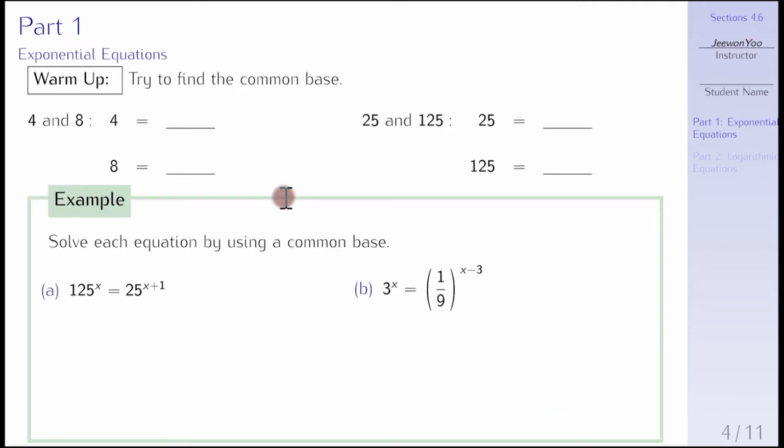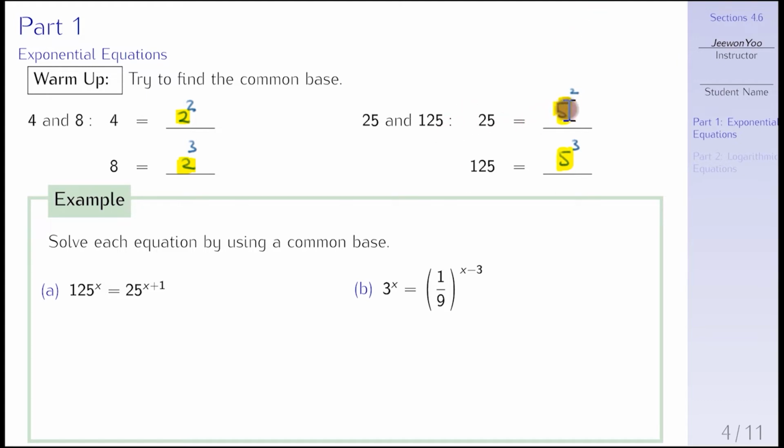As a warm-up, let's find the common base for 4 and 8. The common base for 4 and 8 is 2, because 2 to the power of 2 is 4, and then 8 can be written as 2 to the power of 3. Did you notice that we have the common base for these two numbers? Let's try this one. The common base for 25 and 125 is 5.